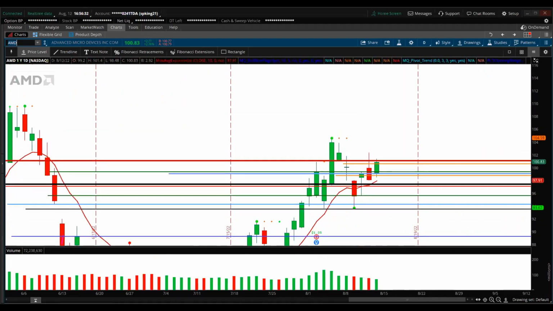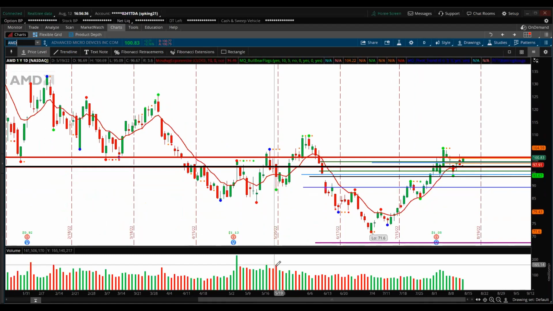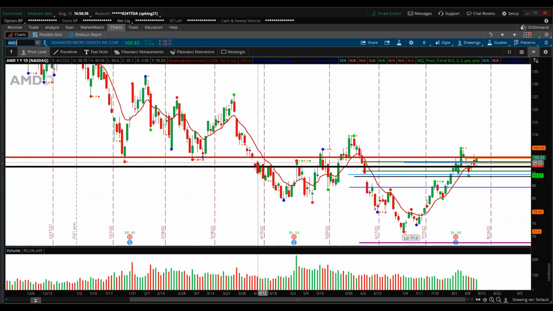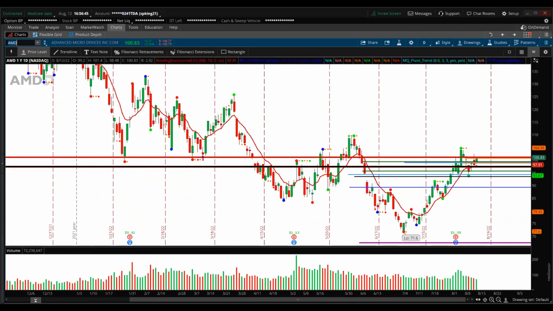So you go to the chart and you go, okay, well, where can it go? If I look at AMD, I think over time it can get up to this 123 level. Okay. Just call it 123.